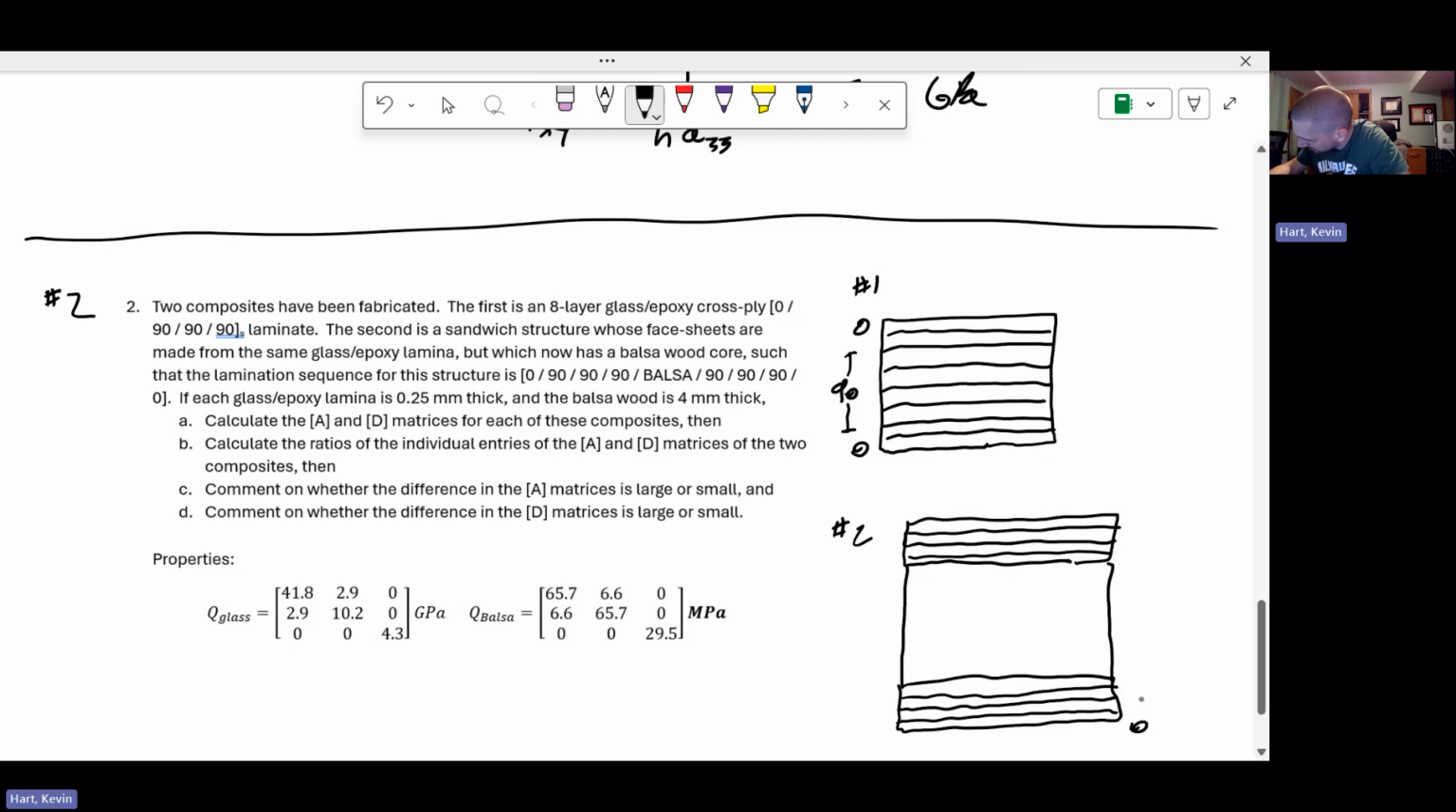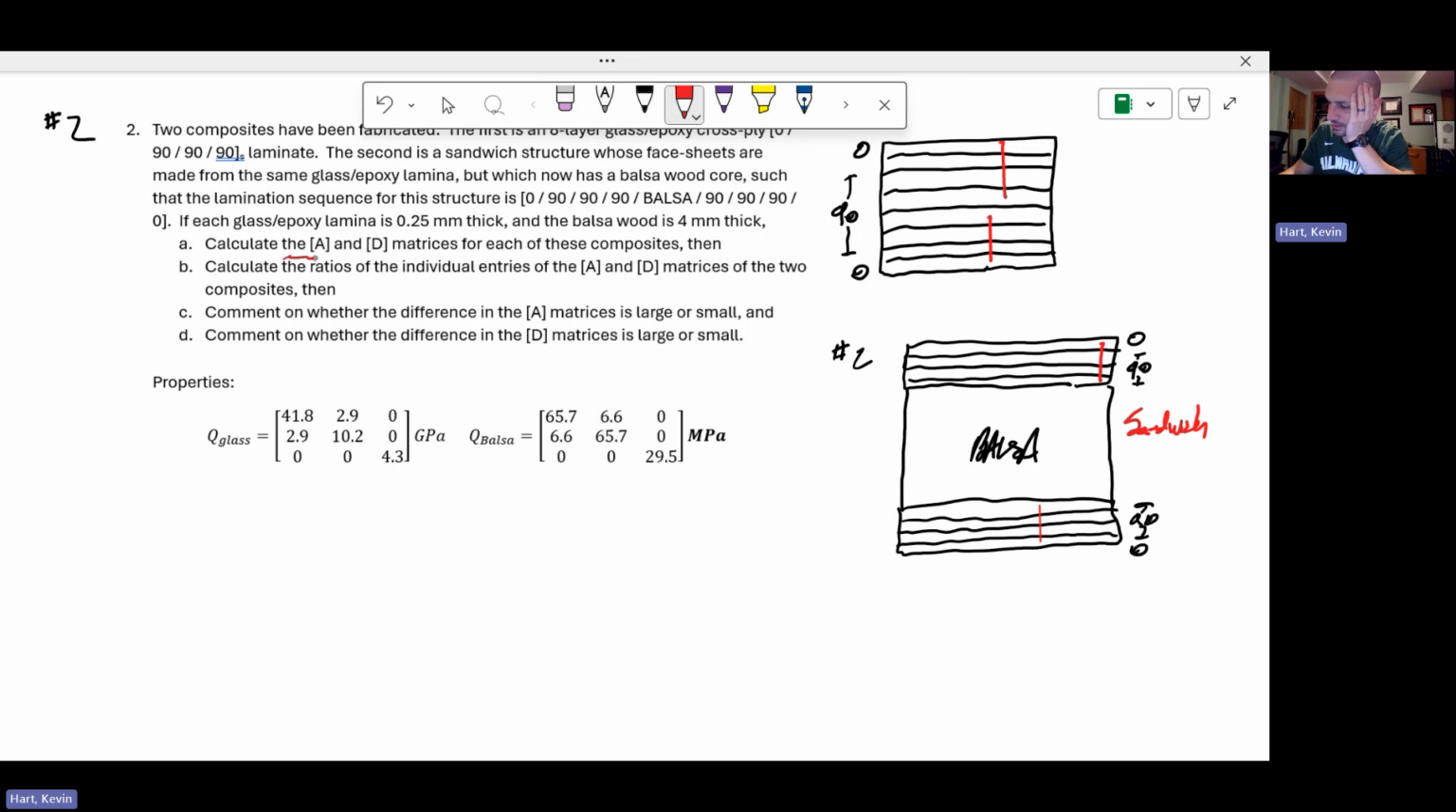Okay, so 0, and we have 3 90s here. Then this is all balsa wood. It's a very lightweight wood. And then now we have 90s. And then this top layer is a 0. So it's very similar. You have 0, 90, 90, 90, 90, 90, 90, 0. Very similar here. 0, 90, 90, 90, 90, 90, 90, 0. But then all this balsa wood here for this sandwich composite. So this is a sandwich here. Right?